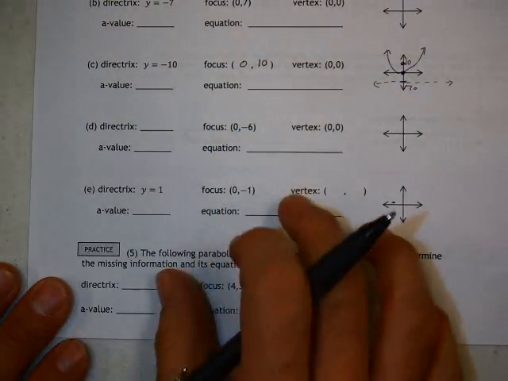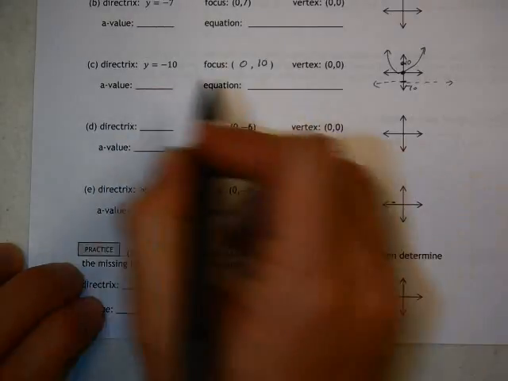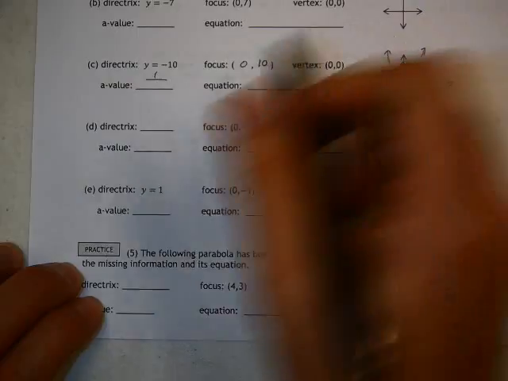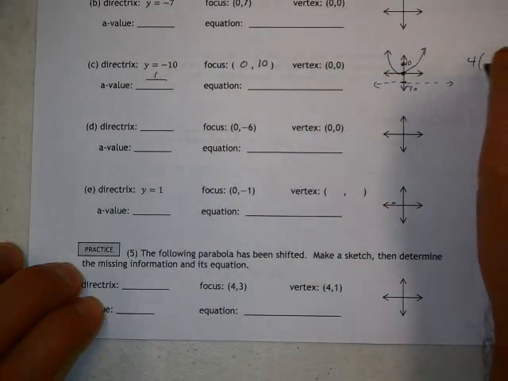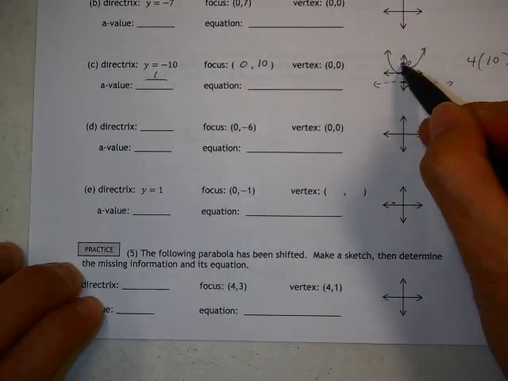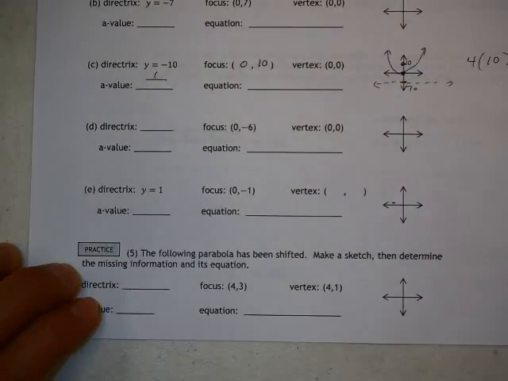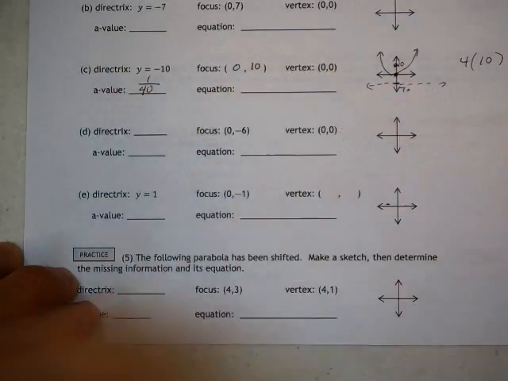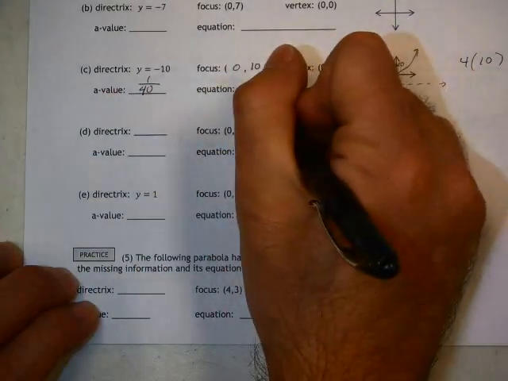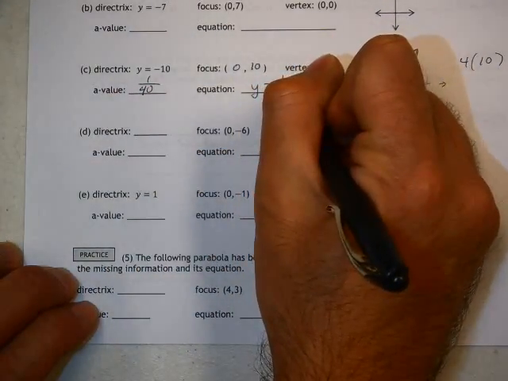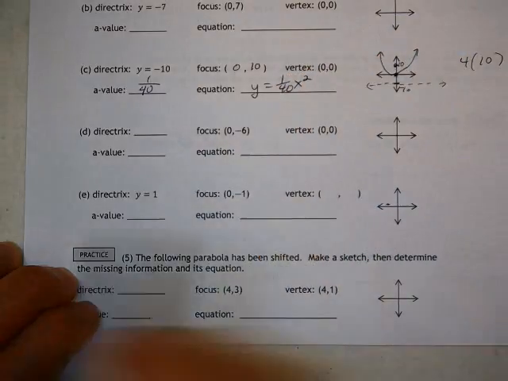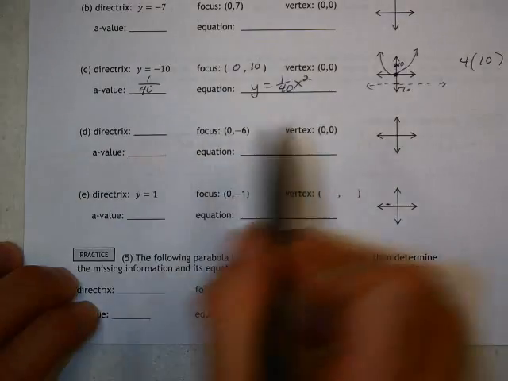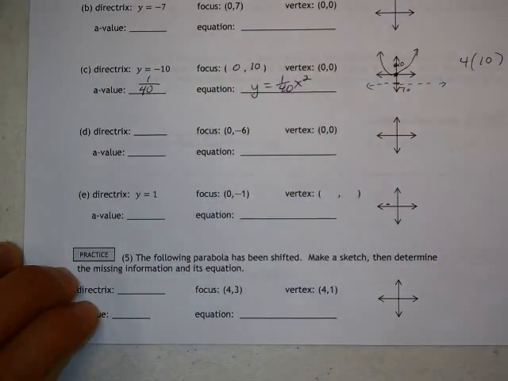Now to write the equation, the A value is always that fraction in front. It's going to be 1 over, and then what we have to do is take that distance of 10, which was the distance from the focus to the vertex, and multiply it by 4. That gives us 1 over 40. The equation will then be y equals 1 over 40 x squared. The vertex is at 0, 0, so we don't have to worry about adding or subtracting anything with the x. There's our equation for part C.